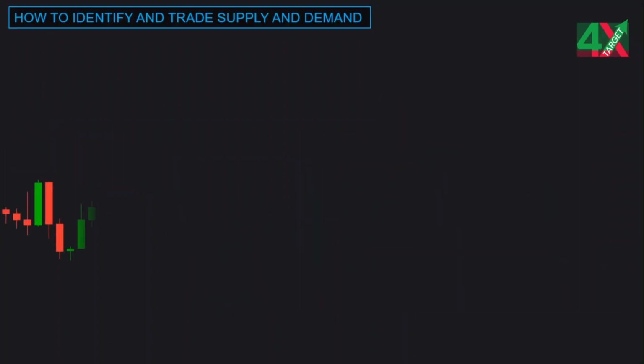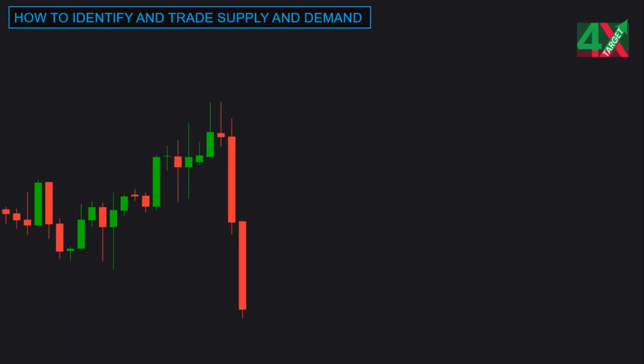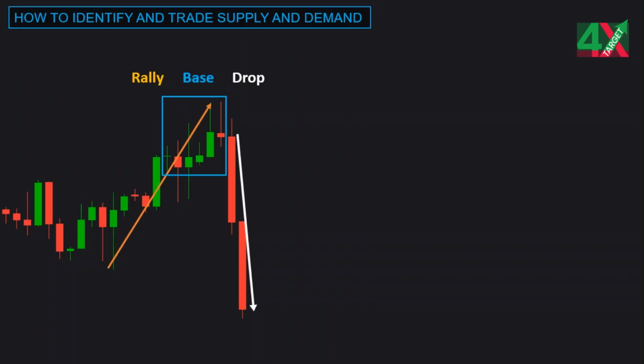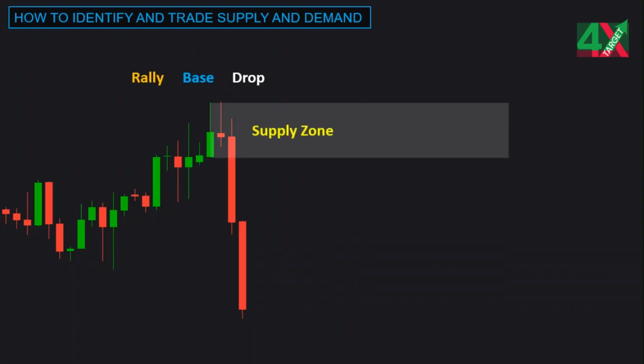To identify a supply zone, look for the opposite. A rally-base-drop. An upward move, showing that buyers are in control. Price then pauses in a small consolidation, the base, where large sell orders are quietly placed. Once selling pressure takes over, price drops sharply, confirming that supply has overwhelmed demand. To mark a supply zone, find the last bullish candle before that sharp drop. Draw a rectangle from the high to the low of that bullish candle. This forms your supply zone.